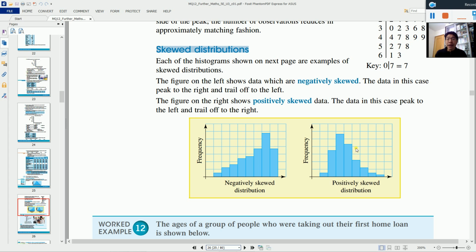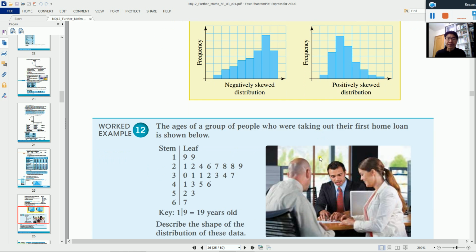If you find it difficult, don't worry about whether you can remember or not. It's easy. You can have your notebook with you and always go back to have a look. But you do have to know, because there are a lot of questions asking you how to describe the distribution of your data, and skewed distribution, positively and negatively, is related to it.